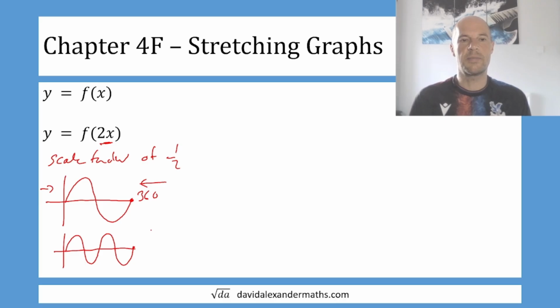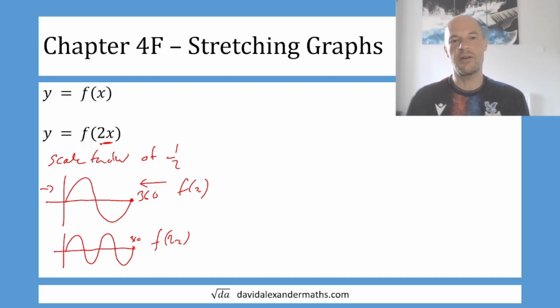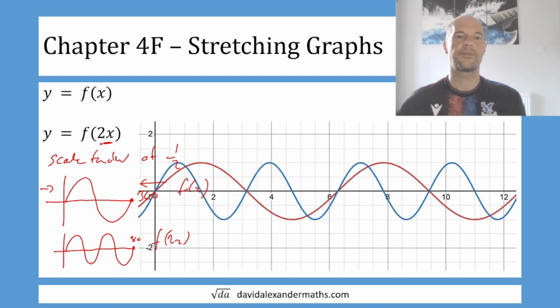So this is the f of x, and this is the f of 2x. Again, this point here would be 360. Like I say, it's easier to visualize this with a graph that keeps going. So we can see 1 full sine wave between 0 and 360, and for the f of 2x, we get 2 full sine waves between 0 and 360. For the f of 3x, we get 3 full sine waves between 0 and 360 degrees.